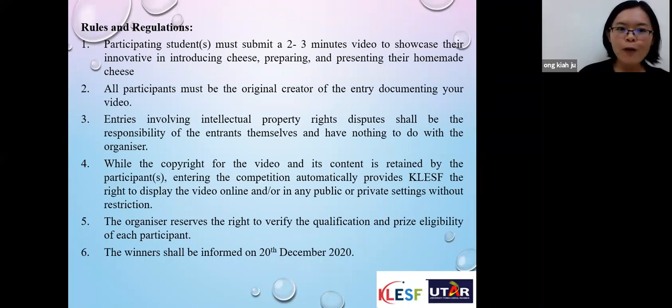Rule number 4: while the copyright of the video and its content is retained by the participants, entering the competition automatically provides KLESF the right to display the video online and or in any public or private setting without restrictions. The organizer reserves the right to verify the qualification and prize eligibility of each participant, and the winners will be announced on 20th of December 2020. These are the rules and regulations.